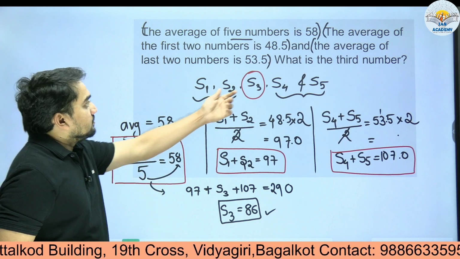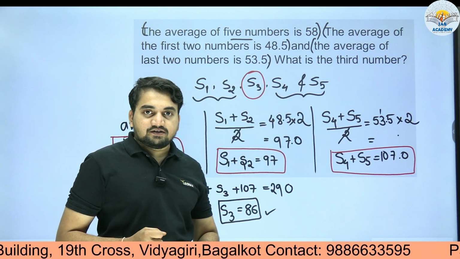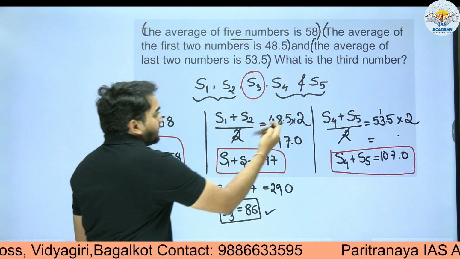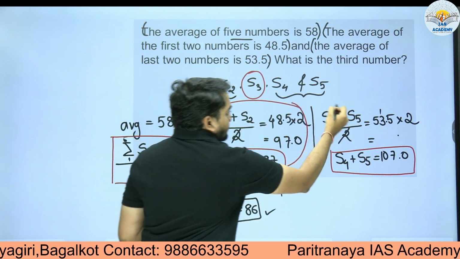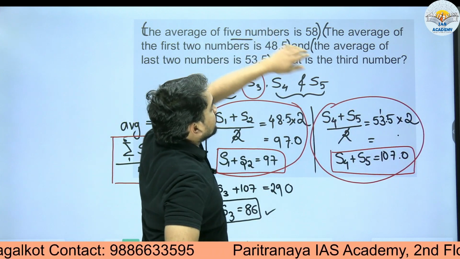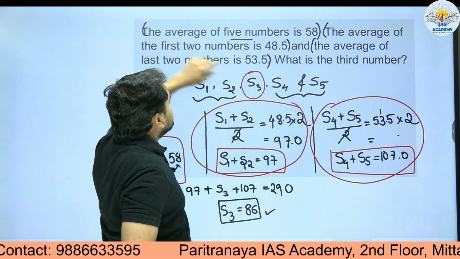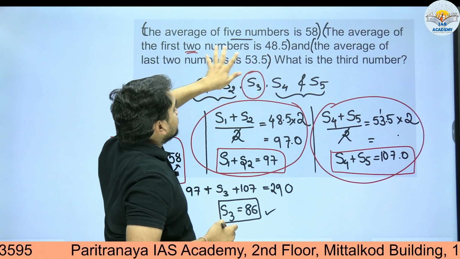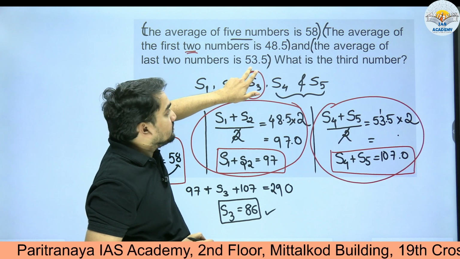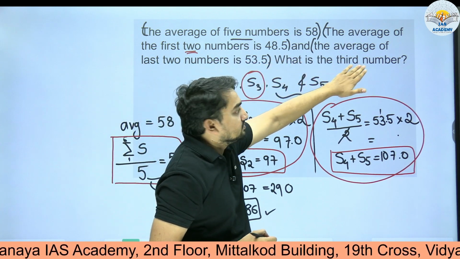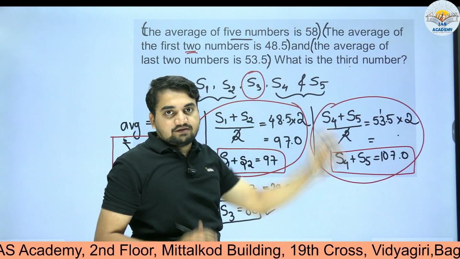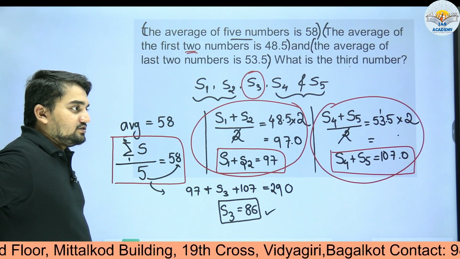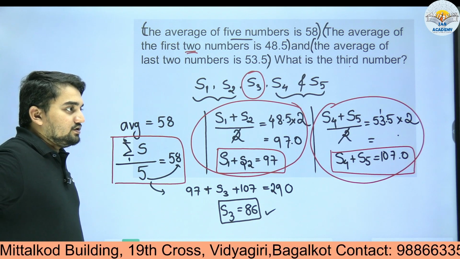So now the demand of the question was asked directly. All right. I hope with a lot of practice you don't need to write down these steps. You can directly multiply, because they have asked the average of the first two numbers, so obviously 2 is the denominator. We are going to multiply 48.5 into 2, and 53.5 into 2 again. Okay, add these both plus S3, that is equal to 58 into 5. Okay, I hope you understood this question. Take it down if you are missing anything.